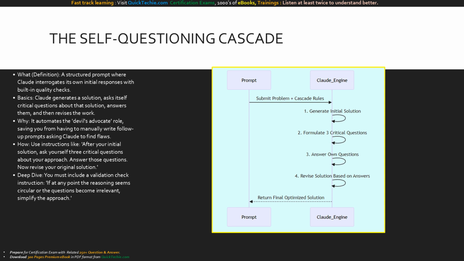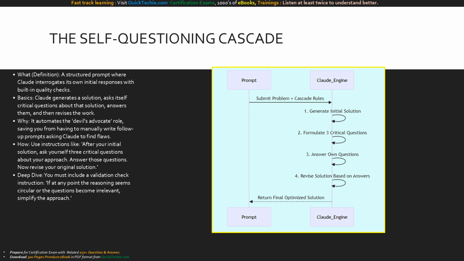You structure your prompt to say, solve this problem. Then, after your initial solution, ask yourself 3 critical questions about your approach. Answer those questions. Based on those answers, revise your original solution. You are embedding the recursive feedback loop directly into a single massive execution. It forces the model to play devil's advocate against its own logic.